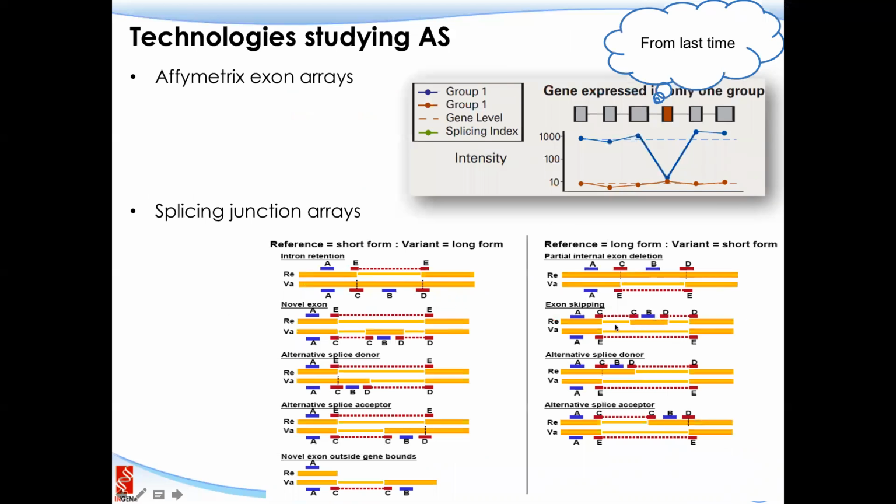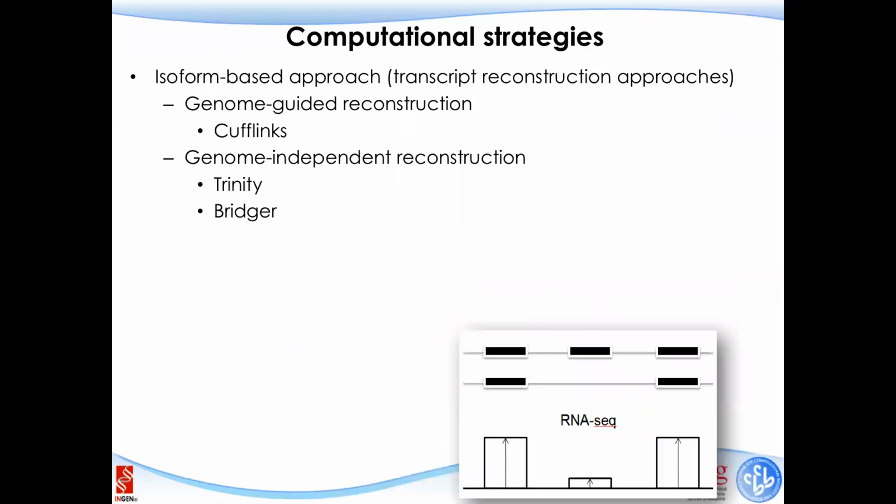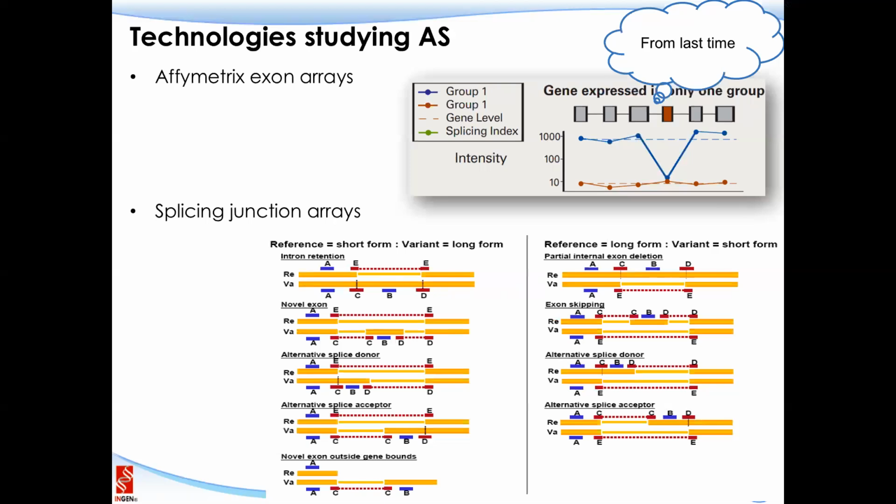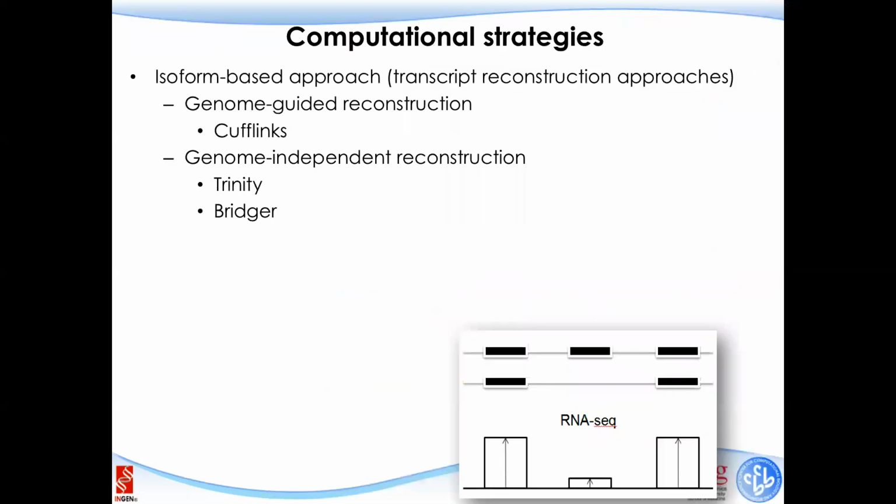But the array-based method demands that we have prior knowledge about the isoforms, about what the isoforms look like. The power to identify novel alternative splicing isoforms is very low using an array-based method.